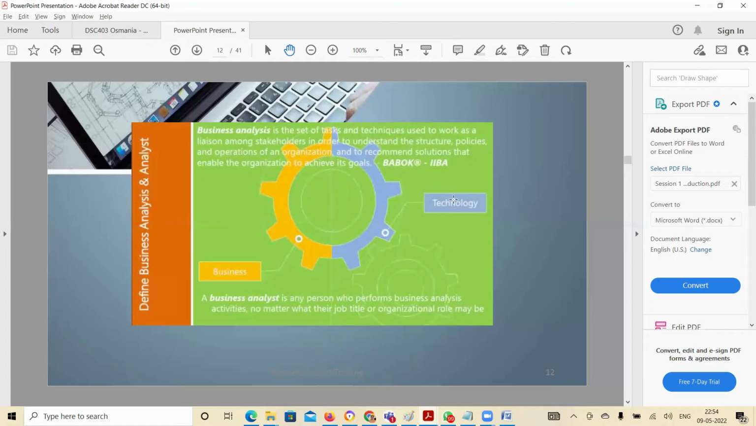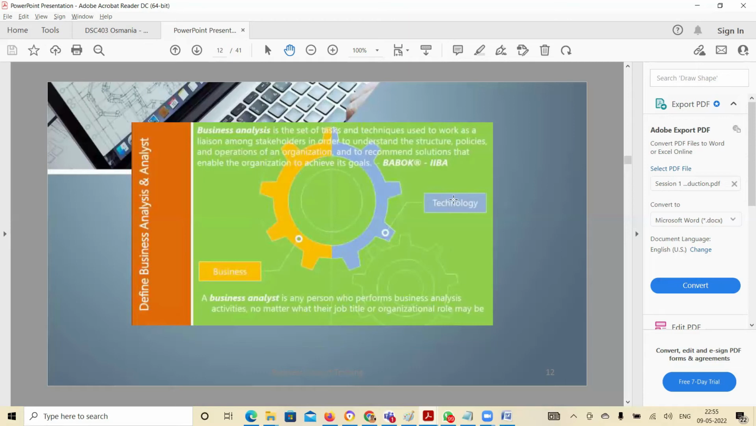So you need to understand the company's structure, policies, and operations, and the objective of the company. If the objective is to make money, you'll have a different strategy. If the objective is to save money, reduce cost, you'll have a different strategy. If the objective is to increase customer satisfaction, you'll have a different strategy. So structure, policies, and what kind of operations they are into. You have to understand the business, and then you recommend a solution. The solution will enable the organization to achieve its goals. So understand the goals, and then your recommendation will help it achieve them.